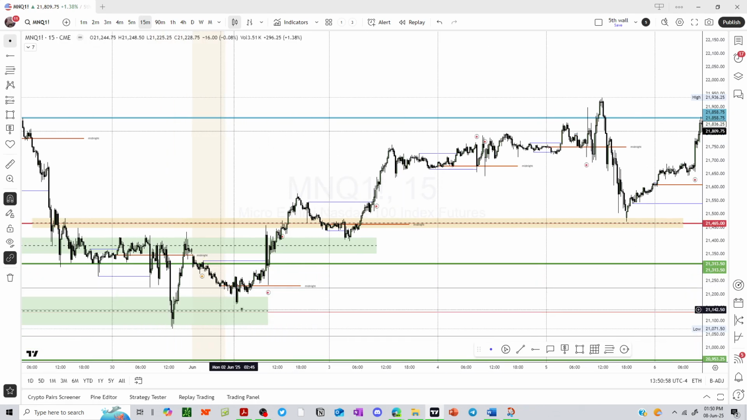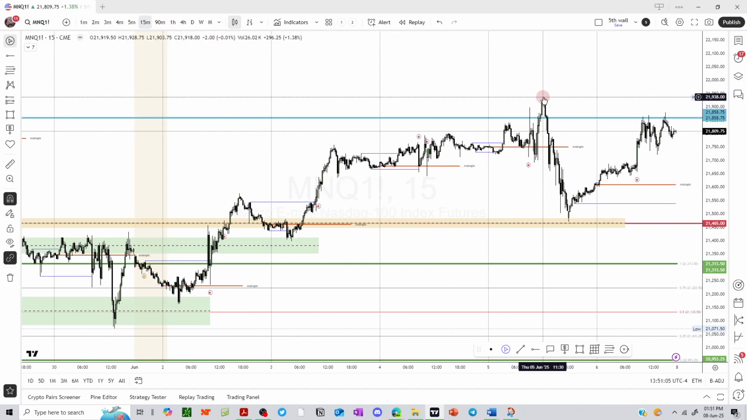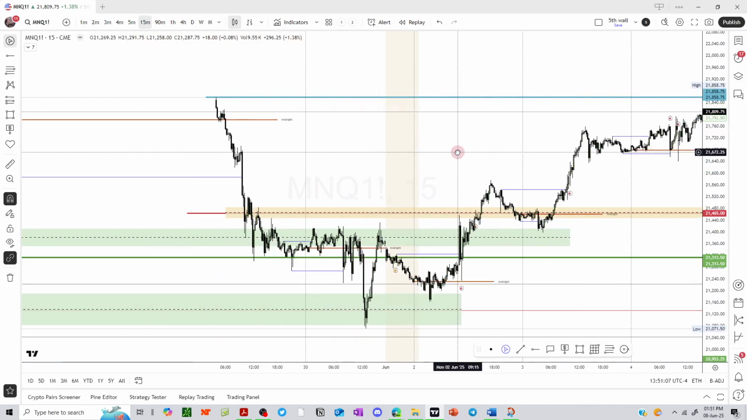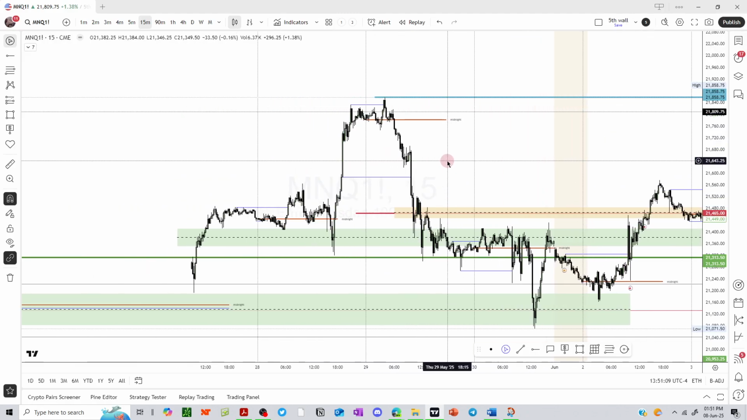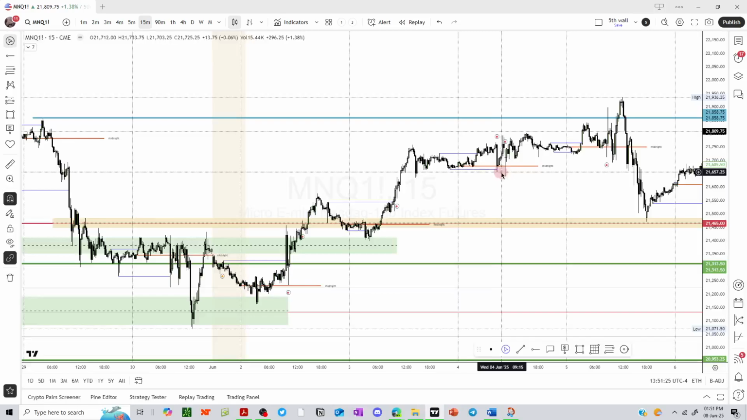This would be Monday. Monday created the low of the week, and Thursday created the high of the week. This is technically Monday still. Low of the week. Nope. Low of the week was on Friday last week, and the high was on Thursday. That's cool. All right.